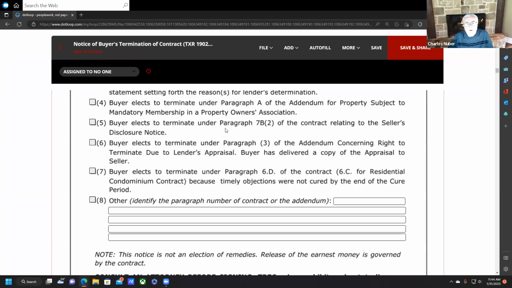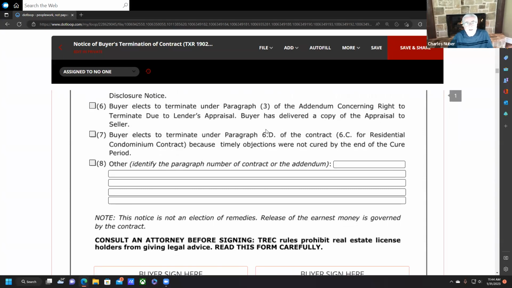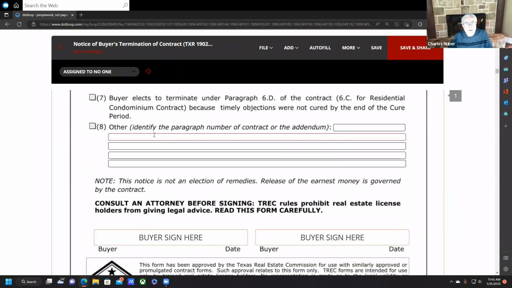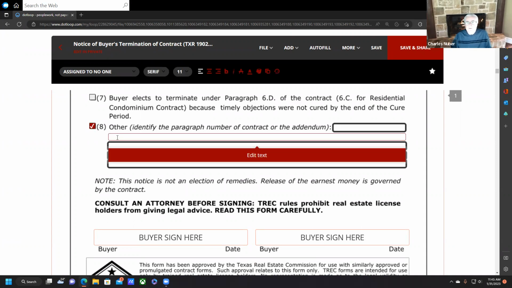Okay, buyer elects to terminate under paragraph 2B relating to seller's disclosure notice. Buyer elects to terminate, and so on. We went over that. Buyer elects to terminate under paragraph 6D of the contract for residential condominium contract. So this would be a condominium contract because timely objections were not cured by the end of the cure period. That's a whole separate line in a condominium contract. Other, when would that be used? Got any suggestions? Anybody out there? Richard, you want to chime in? Josie? Basil? Ed?